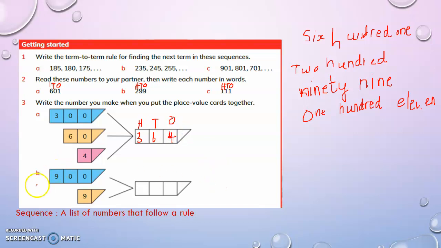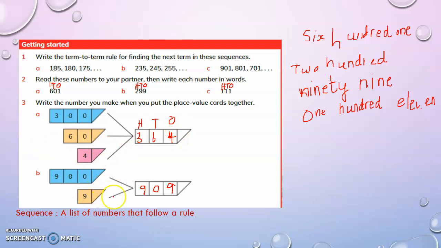364. Coming to this, 900, there are no tens given, so we put a 0 there and 9 ones. This is 909. So this is how you put the numbers together. Look at the hundreds and put it in the hundreds place, look for the number of tens, put it in the tens place, look for the number of ones, put it in the ones place.